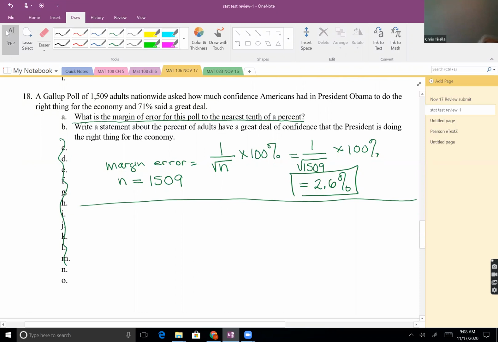Everybody all right with that? Yeah. Then, next, do you remember we took that margin of error and we added it and subtracted it to our percent. So I'm going to take 71 minus 2.6, and I'm going to take 71 plus 2.6. Subtracting, I get 68.4. Adding, I get 73.6.